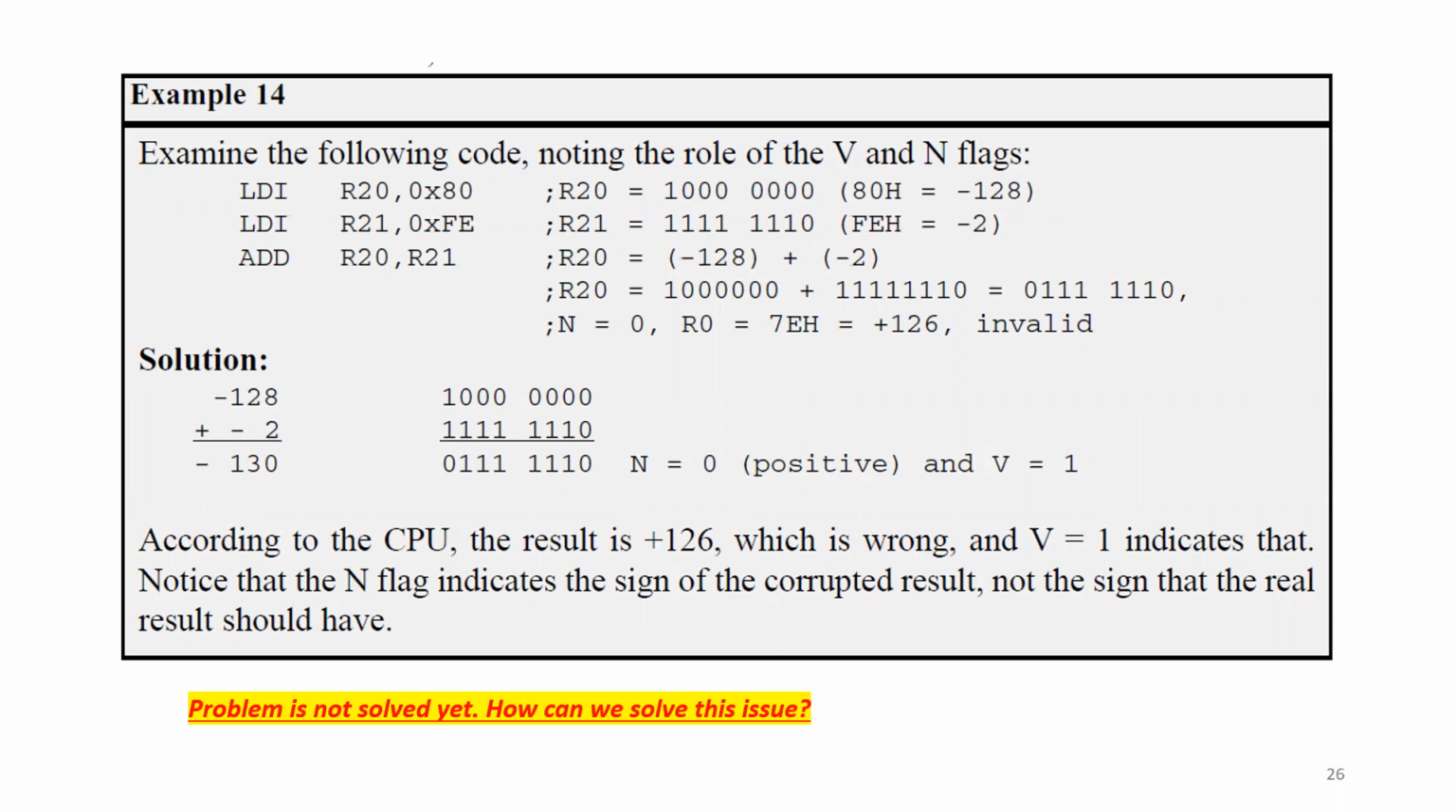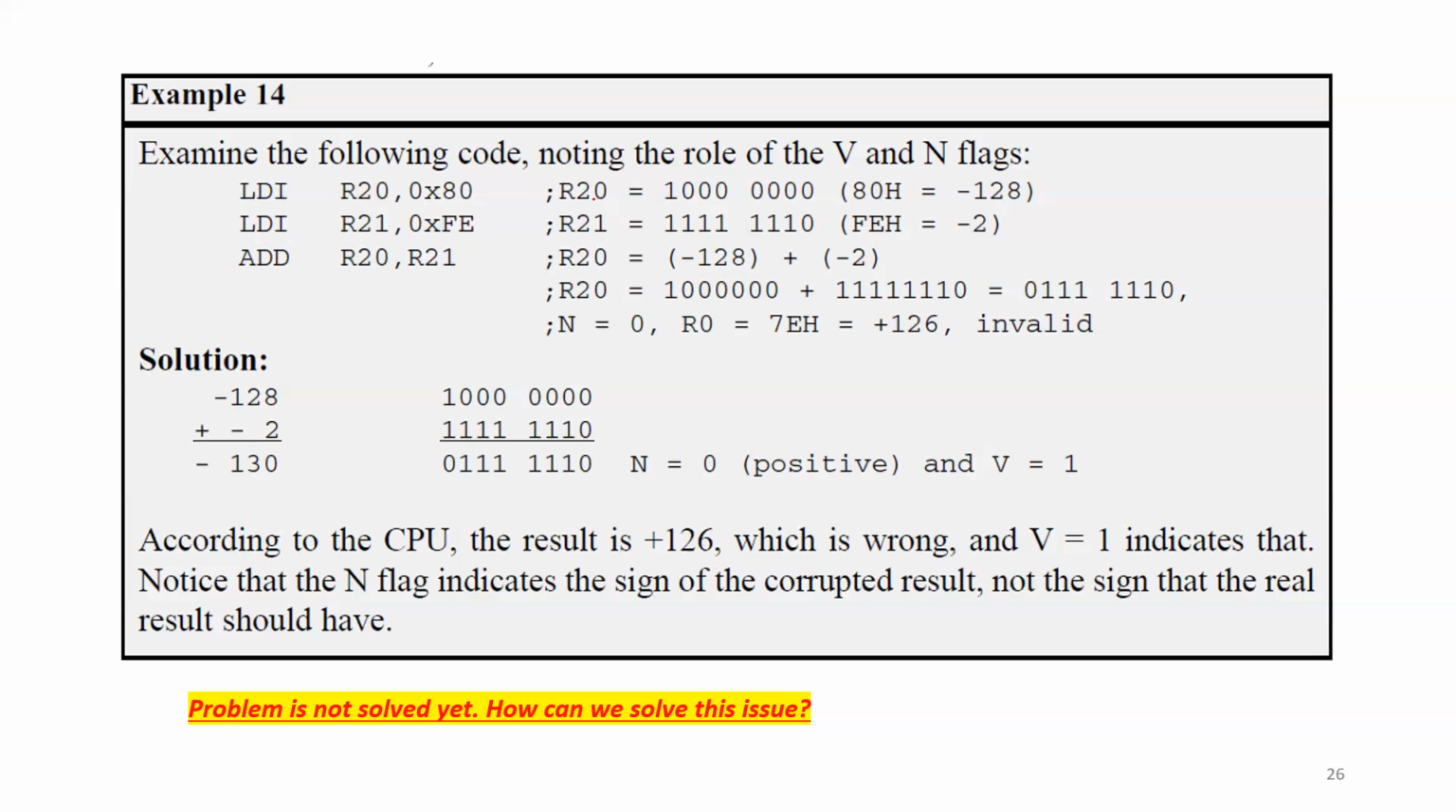Up till now, guys, we didn't solve the problem. Up till now, the N and V flags are not sufficient to figure out if the number is positive or negative without errors or mistakes. So let's see this example to see if we could solve the problem or not. Examine the following code. Note the rule of the V and N flags we discussed in the previous slide. So LDI R20 with 80 hexadecimal and LDI R21 with FE.